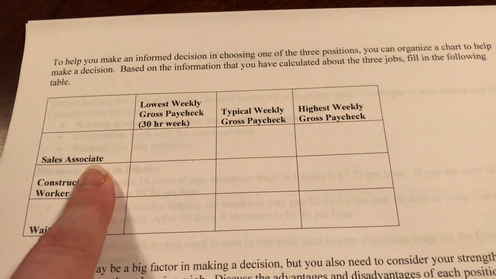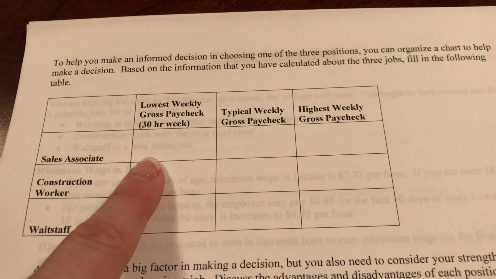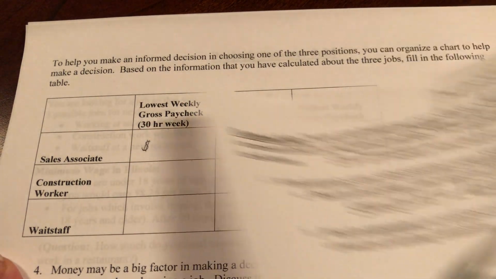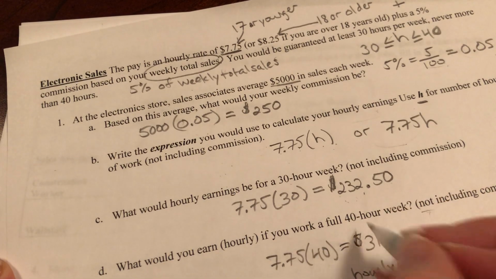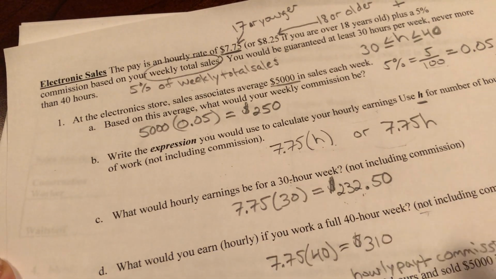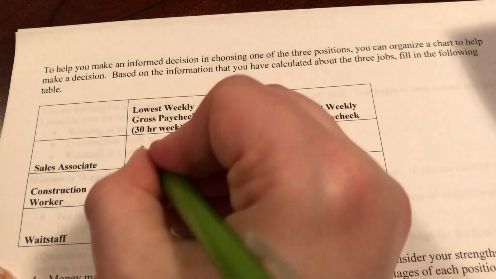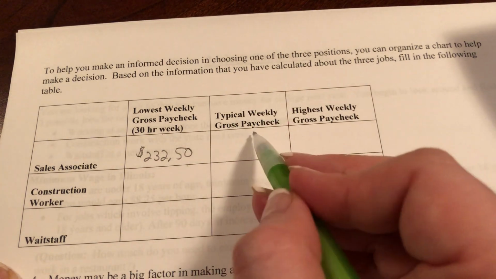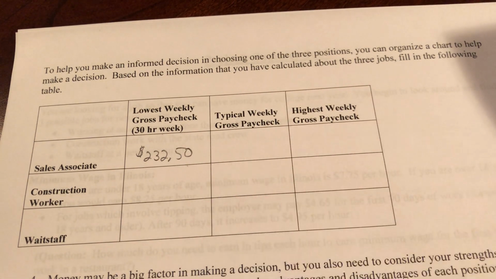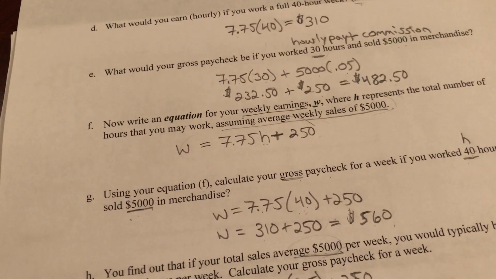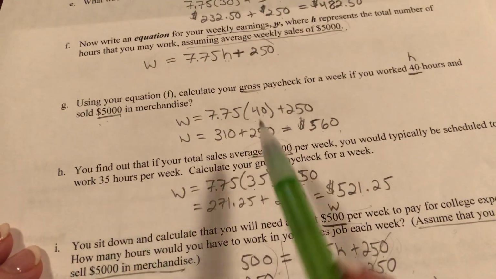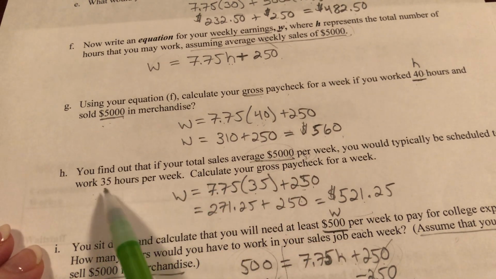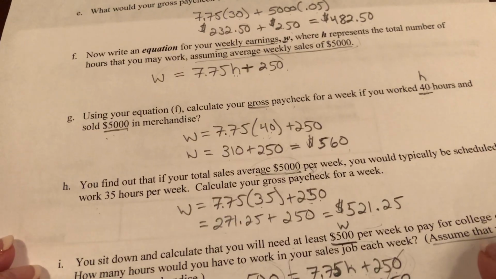Now with the sales associate, that's the one that we just looked at. The lowest weekly gross paycheck with 30 hours was 30 hours with no commission. So basically our answer from part C right here, so 30 hours, no commission, that would be the lowest gross weekly paycheck. So 232.50. The typical gross paycheck was the one that was 35 hours and 250 for our commission, so it was right here. Because they said that if your sales total is this on average, you are going to be working 35. So this was calculating your typical weekly gross paycheck.